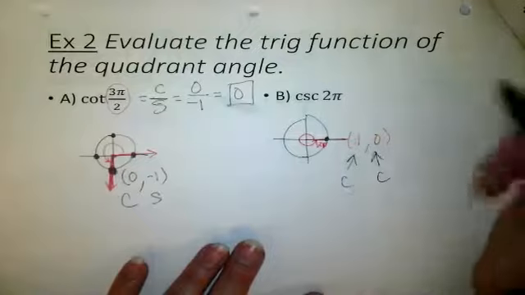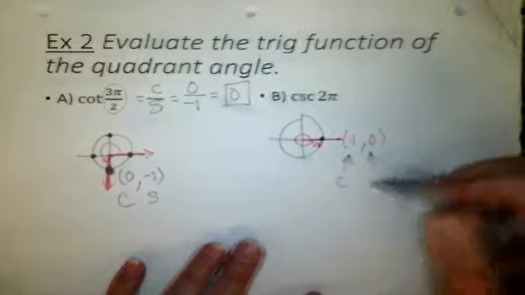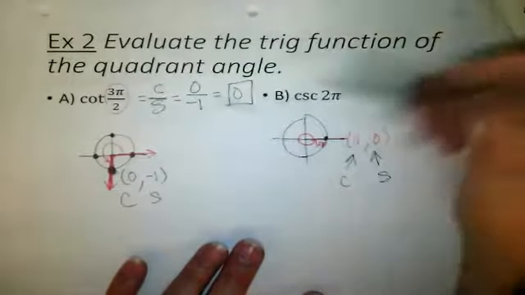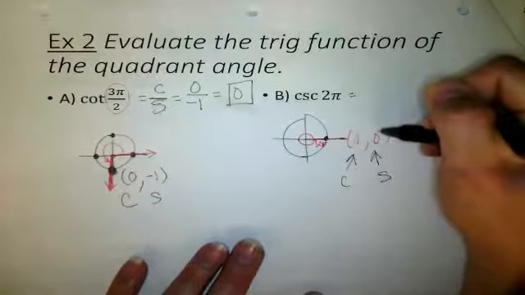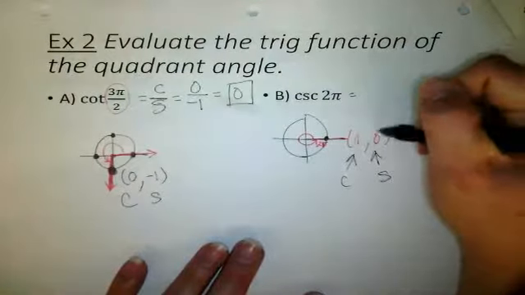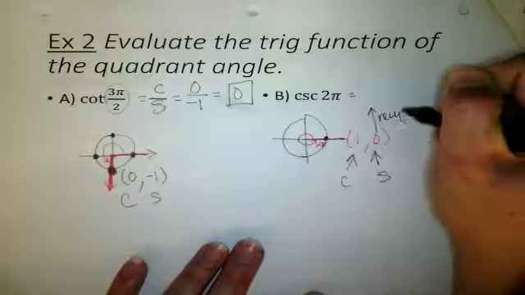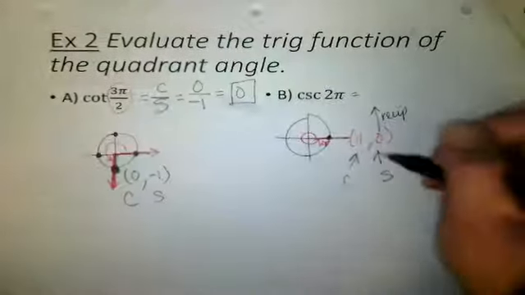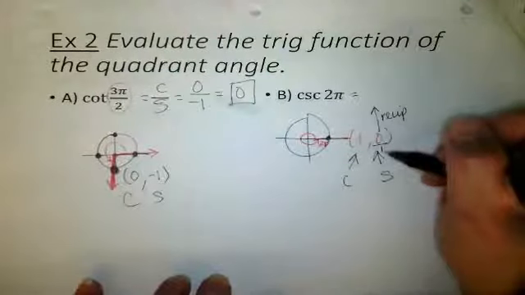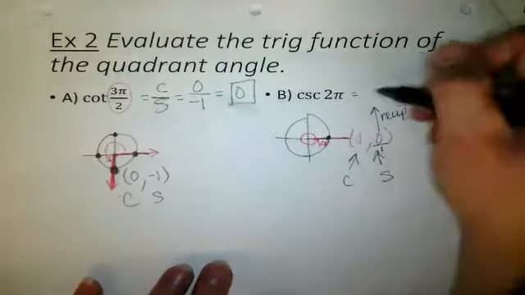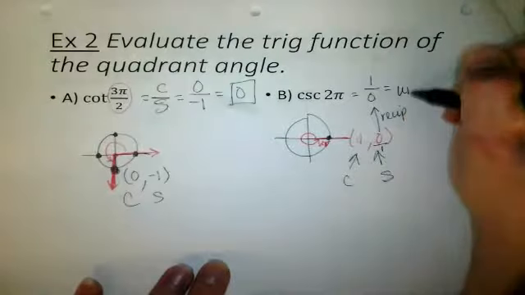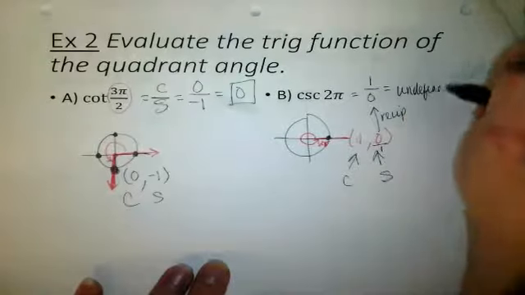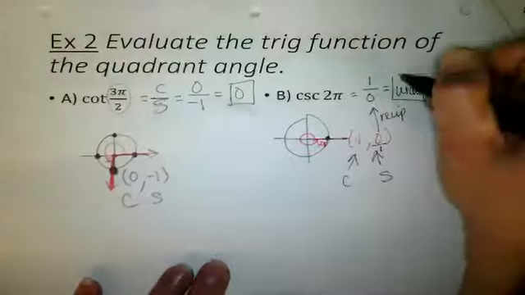Cosine, sine. Oh, sine. I keep writing secants all the time. Okay. How do we figure out cosecant? Reciprocal of sine. Well, right now sine is 0 over 1. And if I flip that, it becomes 1 over 0, which is undefined. When the 0 is under, it's undefined.